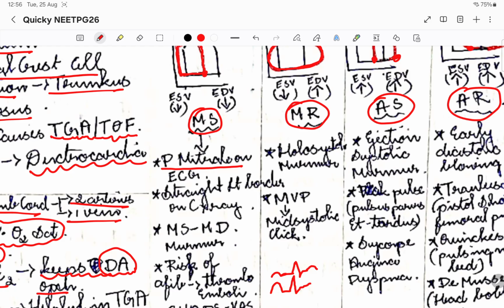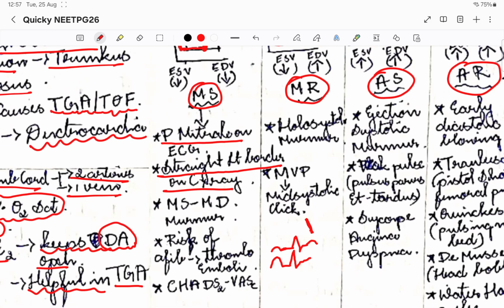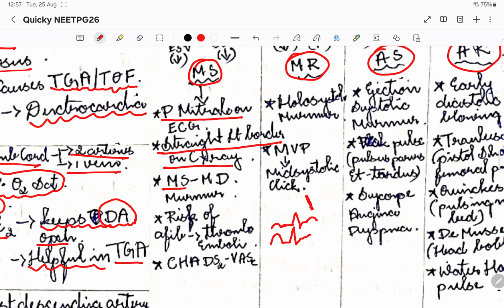Okay, so that is called P mitral. Then on X-ray there will be a straight left border. As mitral stenosis is there, all the blood will be pooling in the left atrium itself, so that is what makes it very straight. Too much blood will be filling and it makes a straight border on the left side. Then the murmur will be mid diastolic.